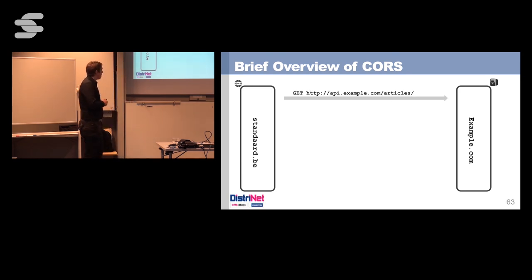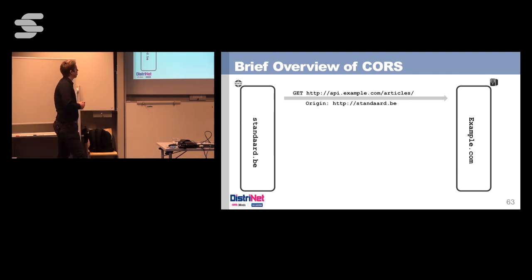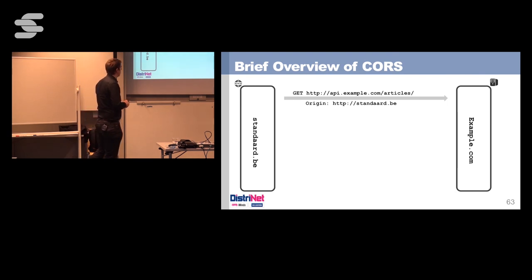We send a GET request to, for instance, their REST API that serves articles. The browser sees that this is a cross-origin request and will include the origin header. Essentially, the origin header is very comparable to the referer header. It contains the source where the application or the request came from, except that it only contains the origin. The referer header would contain the complete path.